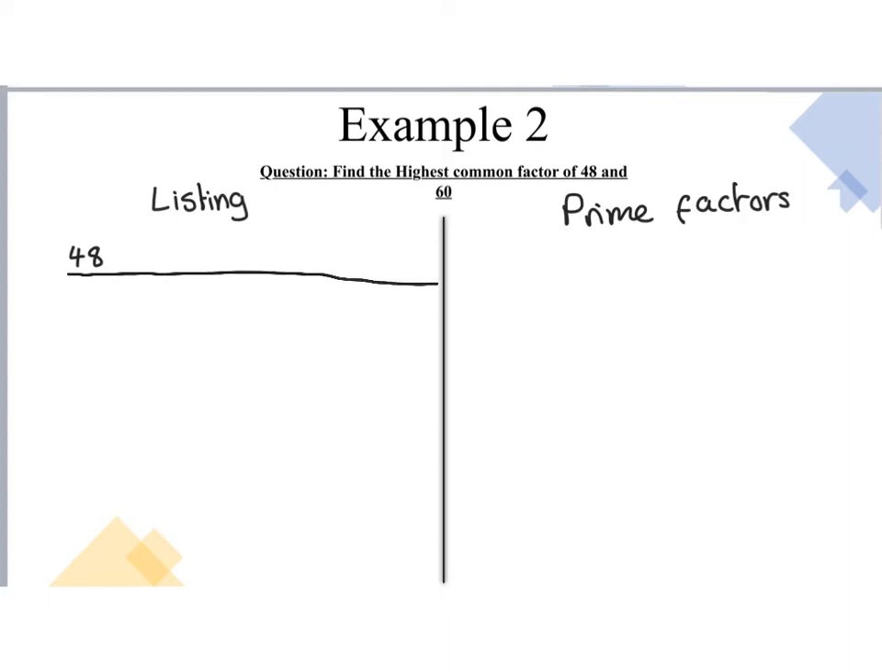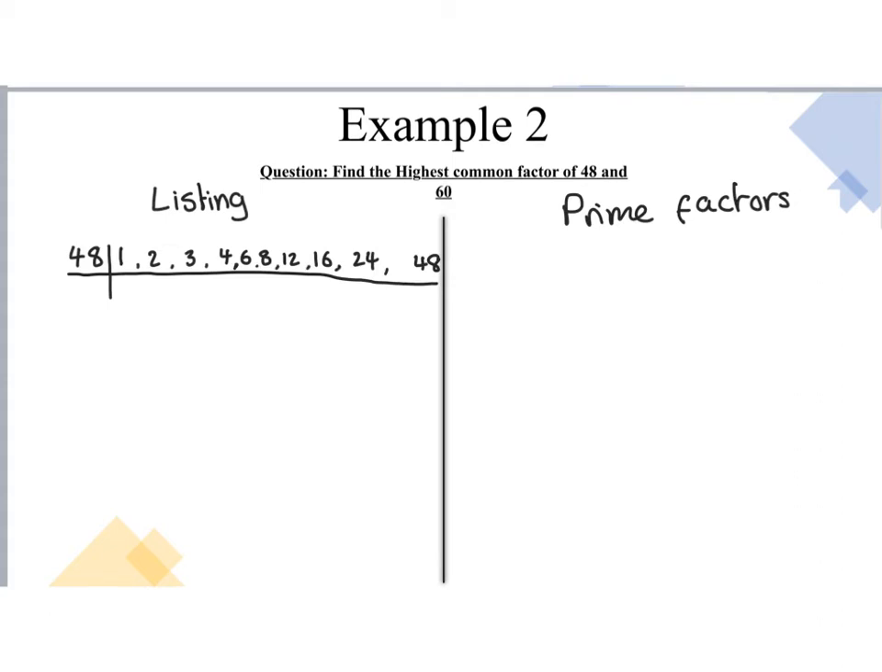Try and use a ruler as it does make it look a lot nicer, but I haven't got one. So I've got 1 times 48, 2 times 24, 3 times 16, 4 times 12, and then 6 times 8. I'm just going to put some commas between them to separate them out so they look nice and separated.